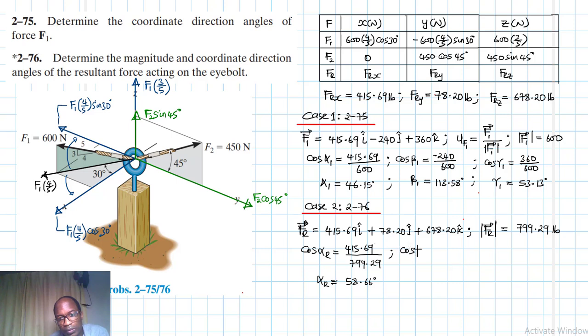Then cos beta r is going to be equal to 78.20 divided by 799.29. Beta r is just going to be equal to cos inverse of 78.2 divided by 799.29, it just gives us 84.3839.